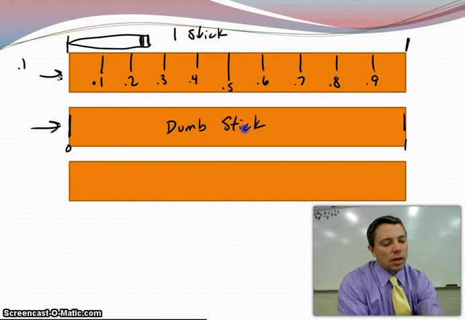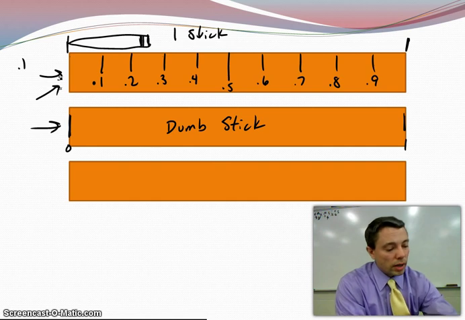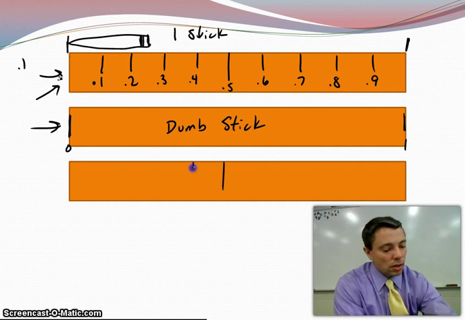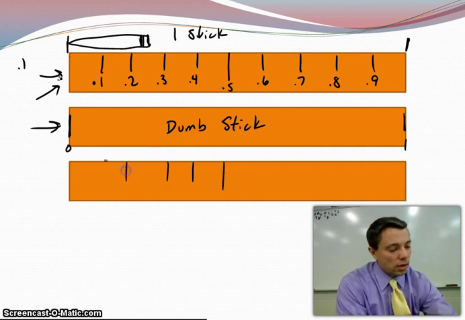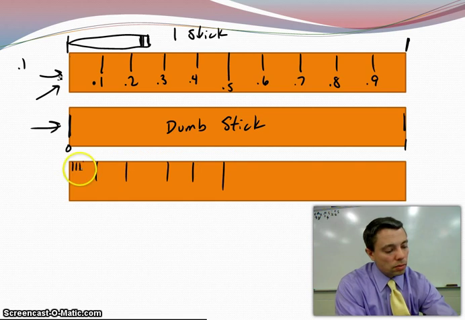Okay, now this stick right here is again a little bit smarter. It's a smarter stick because it has lines on it. We say that it's then graduated. And so a graduated stick has lines on it. Now if I wanted to, I could take the same stick here, and I could put more lines on it. Okay, 1, 2, 3, 4, 5, 6, 7, 8, 9, 10.